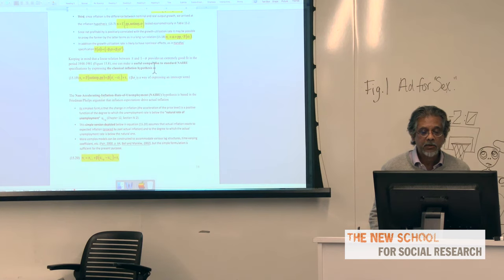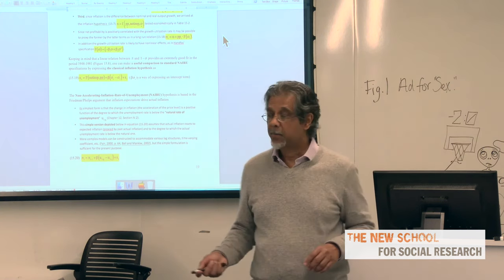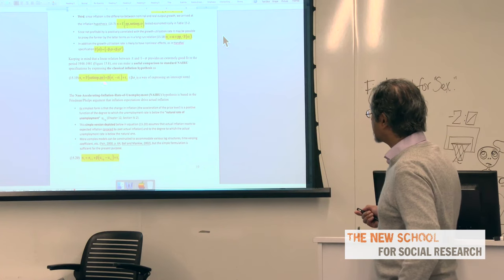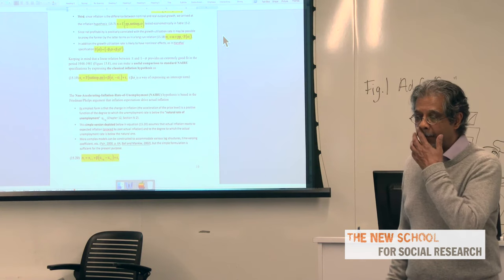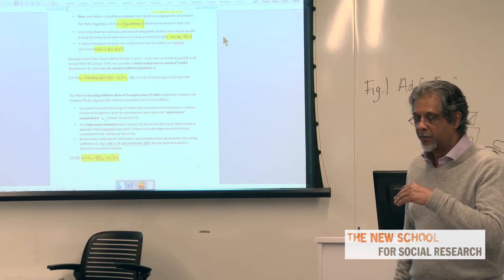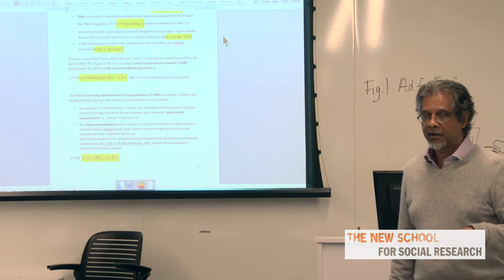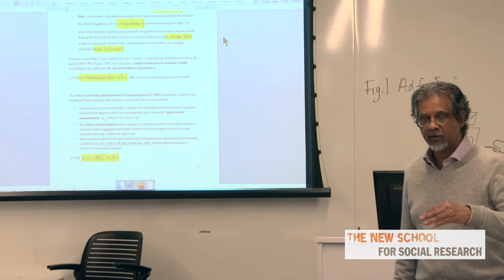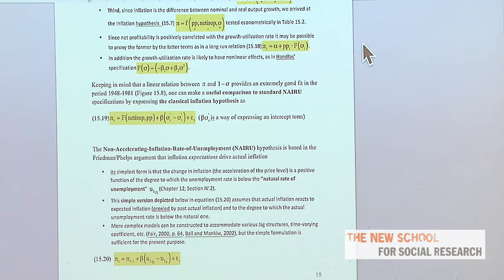So now that brings us to the NAIRU hypothesis. NAIRU stands for non-accelerating inflation rate of unemployment, which is basically the hypothesis that it's only at that unemployment rate that inflation will be stable. If you try to lower the unemployment rate, then you'll get inflation rising, and if you try to maintain it, inflation will be accelerating. So it's a non-accelerating inflation rate of unemployment. And it comes from the Friedman-Phelps argument that inflation expectations drive actual inflation.